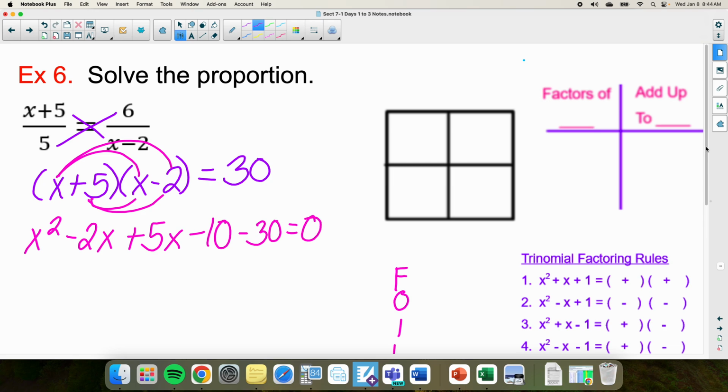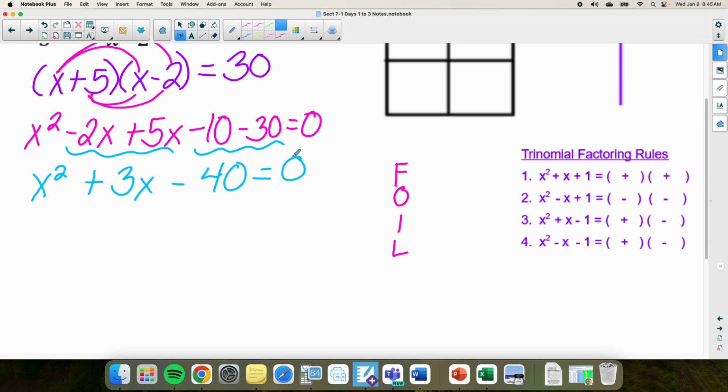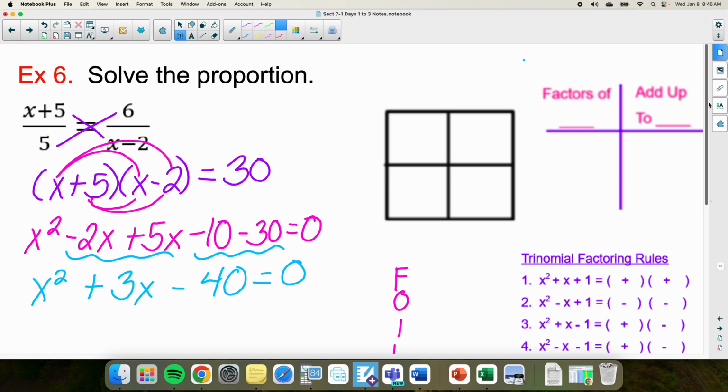Okay, now we have to combine like terms. So what I'm going to do is combine these. Negative 2x plus 5x is plus 3x. Negative 10 minus 30 is negative 40. And then we're going to put them over here. So I have x squared, I have negative 40 and negative 40, and my answer would have to be 3.